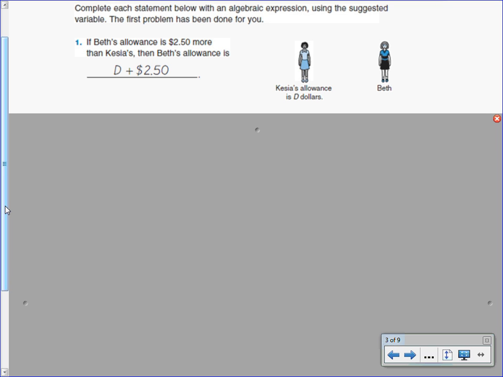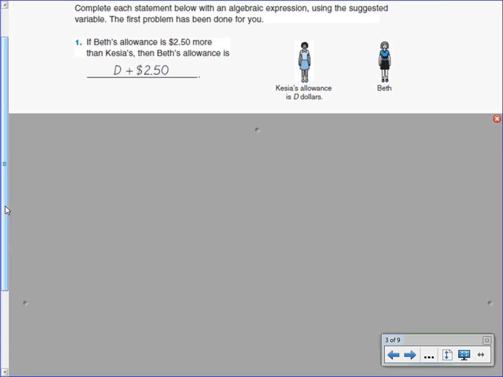Okay. They did the first one for you. These are just like the ones we just did. I just want to do a couple more practice in case you're right hanging on the edge of just having it down. So the first one says, if Beth's allowance is $2.50 more than Kesha's allowance, then we know that Beth's allowance is, and we have our number sentence.